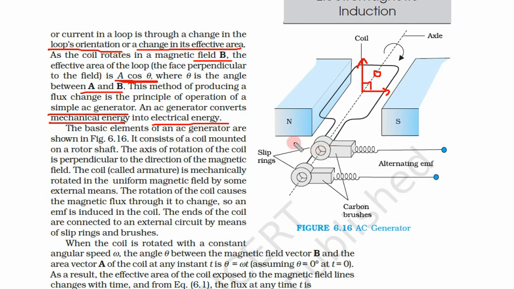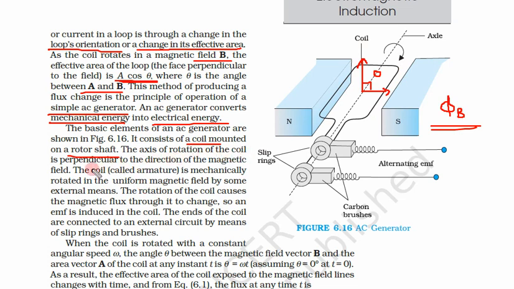So with the help of these slip rings, we are rotating this coil in this magnetic field, and since the angle is changing, the effective area is changing, and with effective area the flux phi B is changing, and changing flux generates EMF. Let us see the basic elements of an AC generator shown in this figure. It consists of a coil mounted on a rotor shaft on which it can move. So here on this axle or rotor shaft, the coil can rotate.